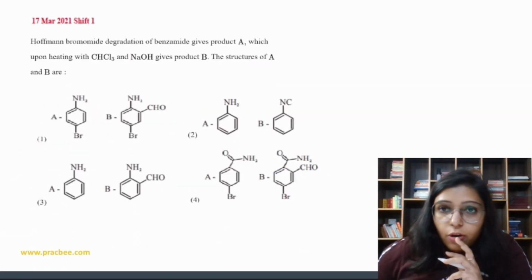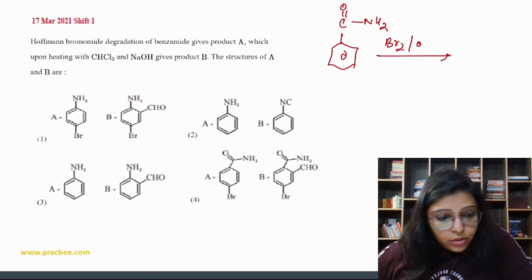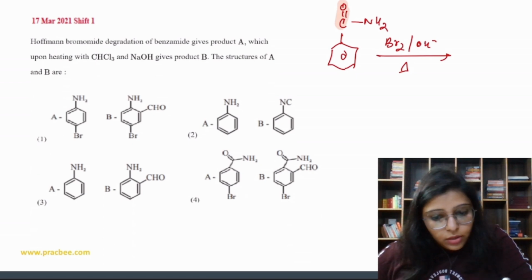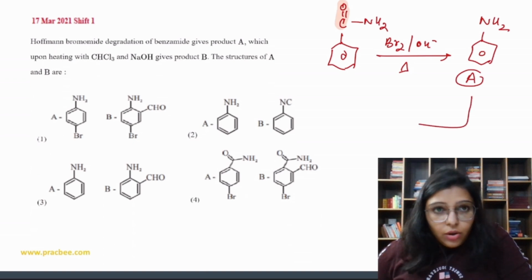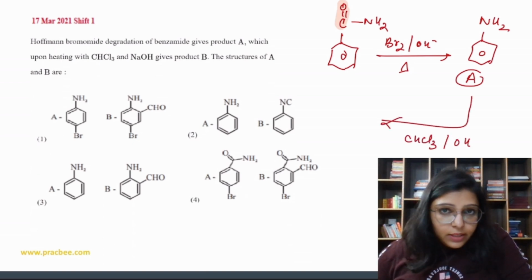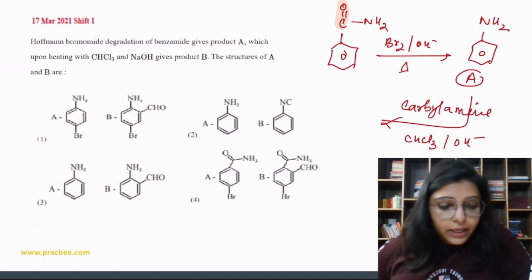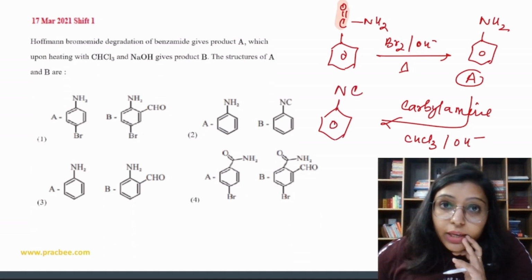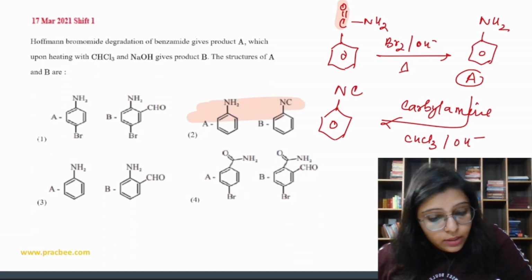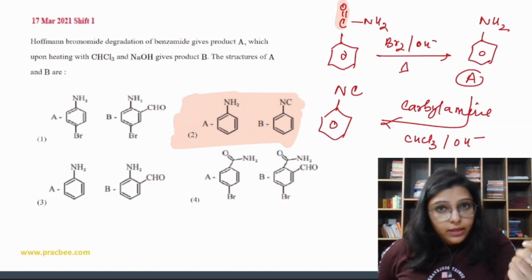Now, Hofmann bromamide degradation of benzamide. Benzamide is this. It gives product A in the Hofmann bromamide degradation. On heating, we have to remove the CO, and here we are going to put NH2. Okay, this is A. A on reaction with CHCl3 and OH- gives product B. So this is the carbylamine reaction. Primary amines can give this reaction, and we get a foul smelling compound, isocyanide. The structures of A and B are going to be this: phenyl isocyanide for B and aniline for A.